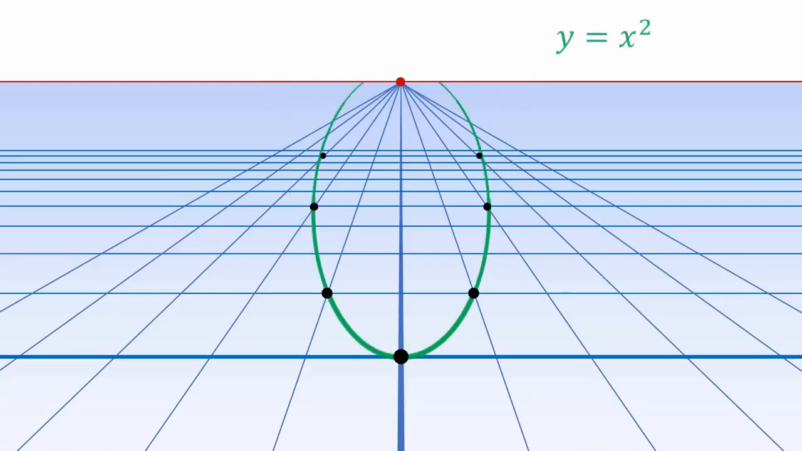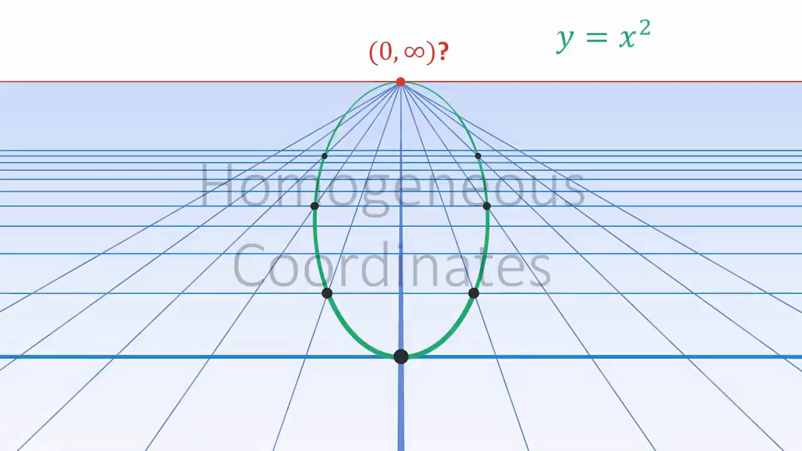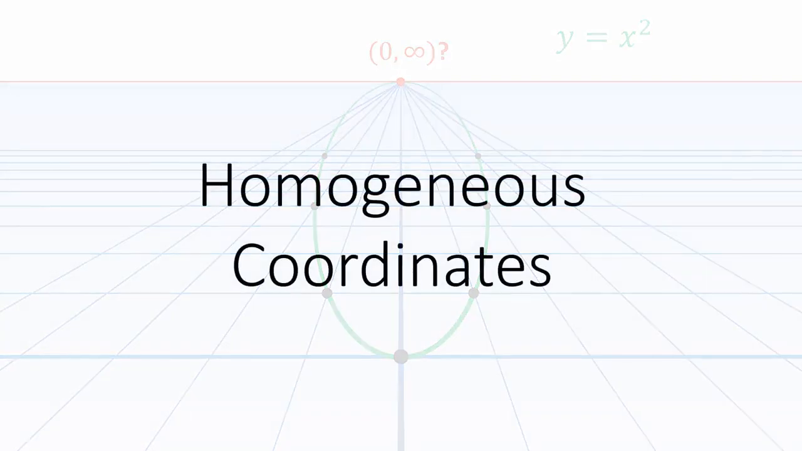Now let's go back to our parabola. Just where does our parabola intersect the line at infinity? Can we even find a meaningful way to describe such a point numerically? It turns out that we can, if we introduce what are called homogeneous coordinates. To see how that would work, first let's consider how we would put homogeneous coordinates on a line.